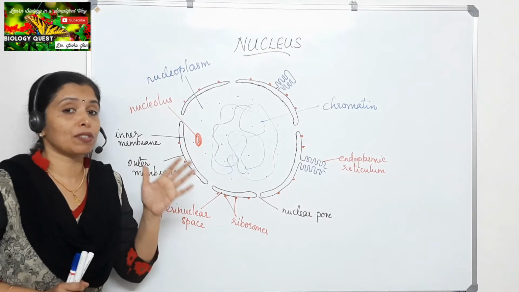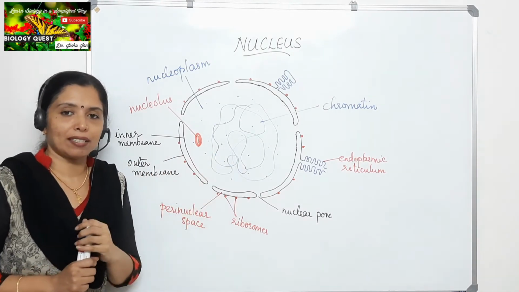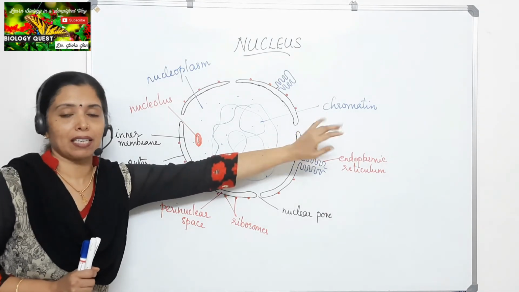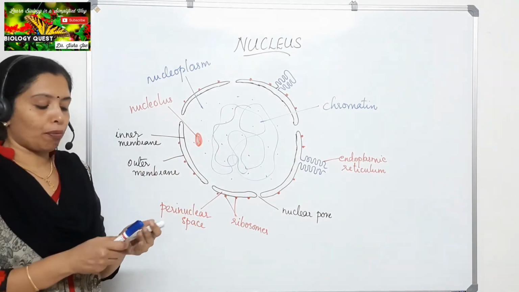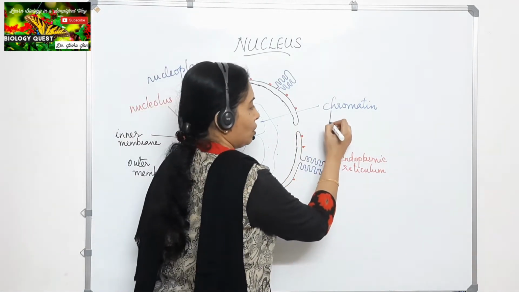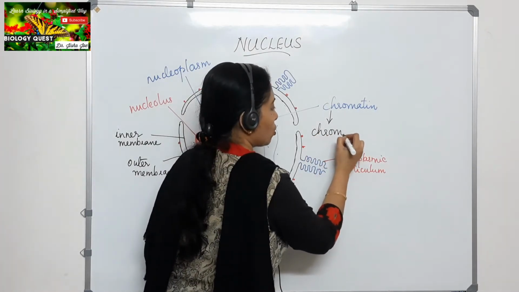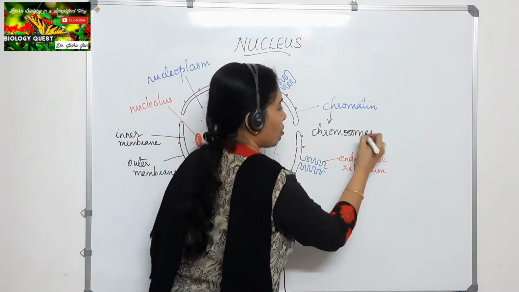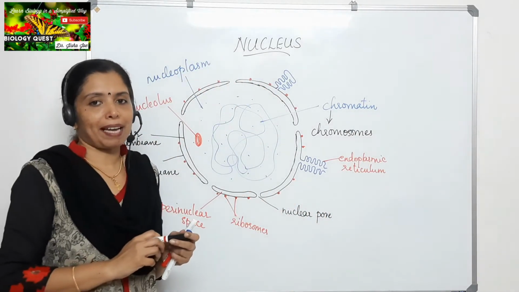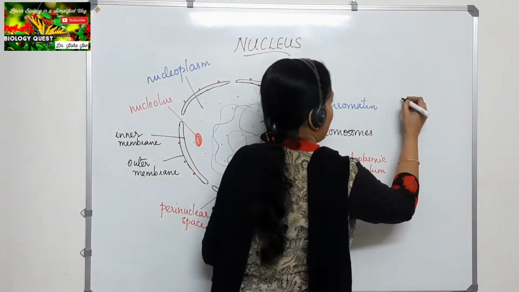Now, as the cell proceeds towards cell division, or as the cell enters the cell division stage, these long network of fibers, which we call the chromatin, condense and coil to form the chromosomes. So, as the cell enters into the cell division stage, the chromatin condenses and coils to form structures called chromosomes. So, what are chromosomes? Chromosomes are highly condensed, coiled chromatin fibers. If you look at it, the chromosome will appear like this.